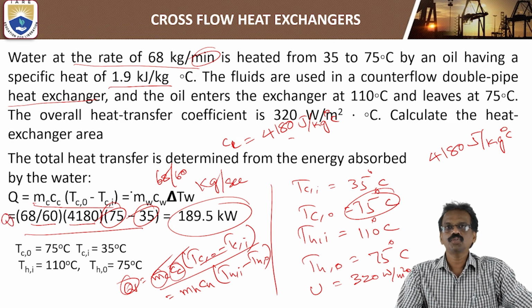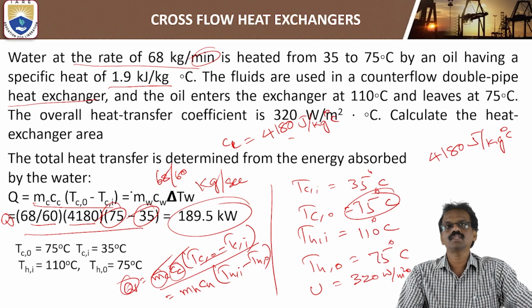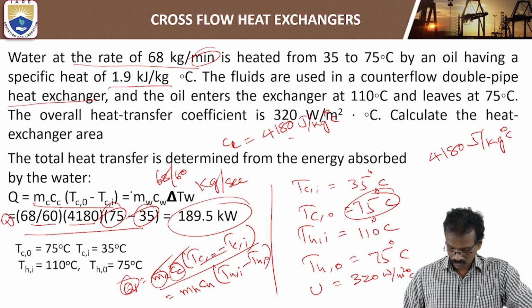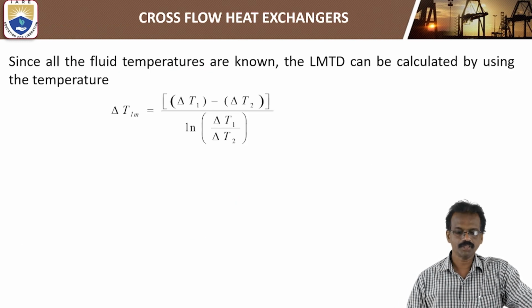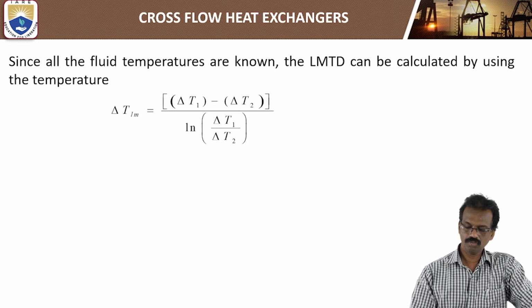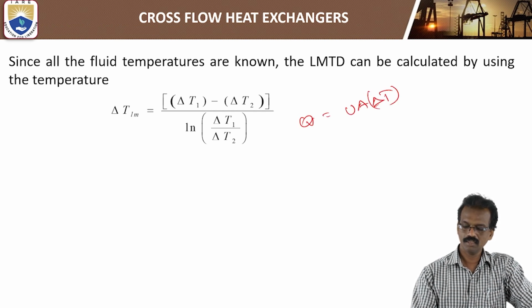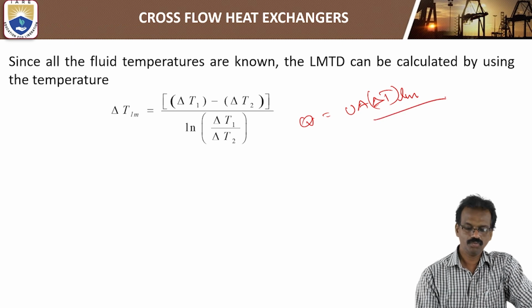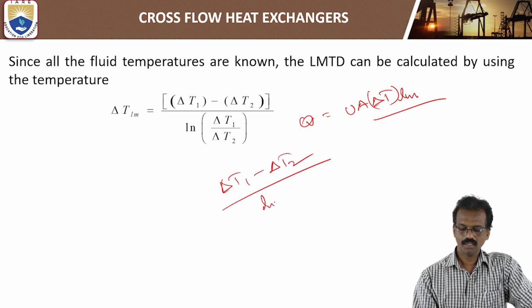So by using this data, you have to find out the area of the heat exchanger. You know that Q is equal to UA into delta T LM. So first of all, you have to find out the delta TLM. You know the delta TLM formula: delta T1 minus delta T2 divided by Ln (delta T1 by delta T2).